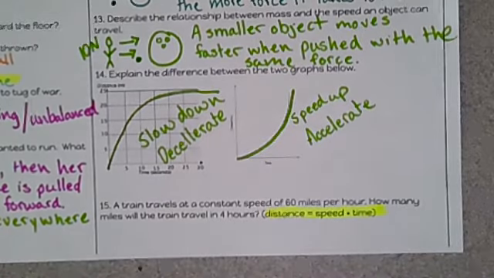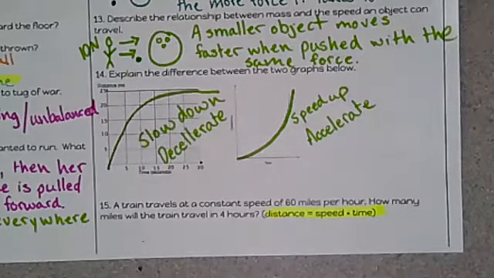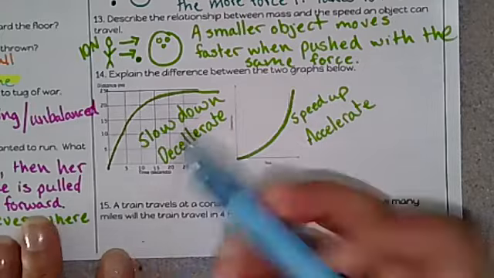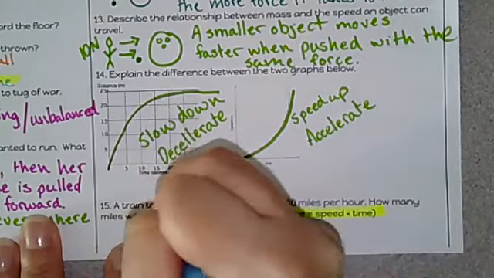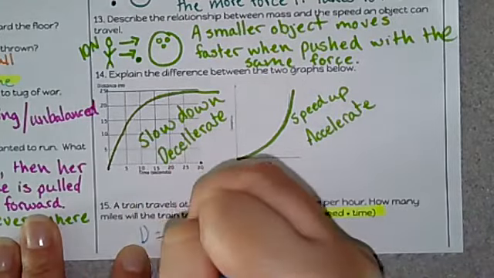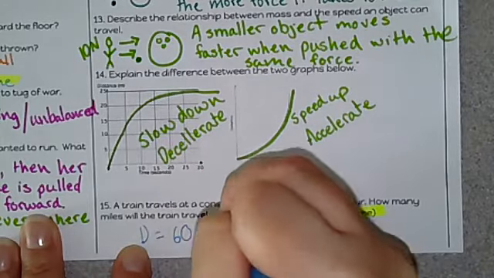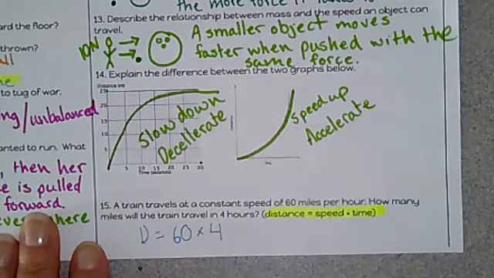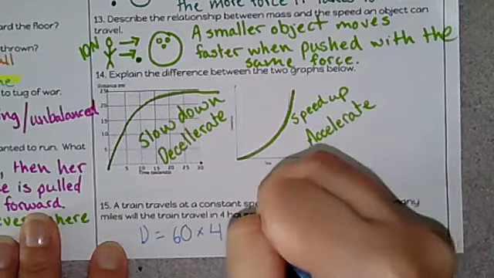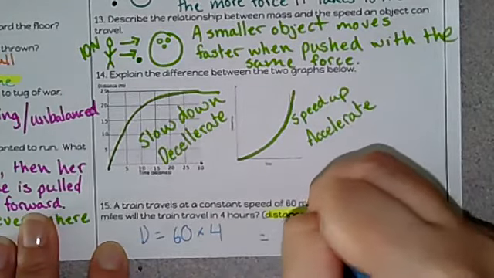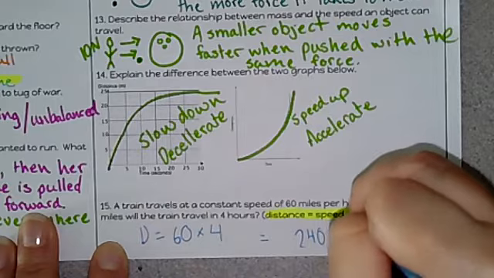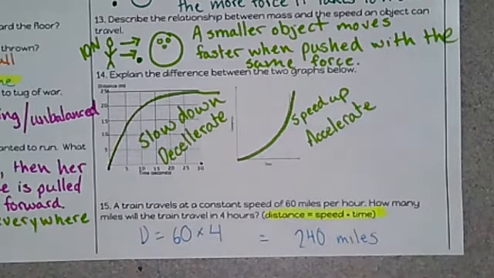A train travels at a constant speed of 60 miles an hour. How many miles will the train travel in 4 hours? So distance equals 60 miles an hour times 4 hours. How easy is that, guys? So it equals 240 miles. It's going to give you the formula. You're not even going to have to guess.